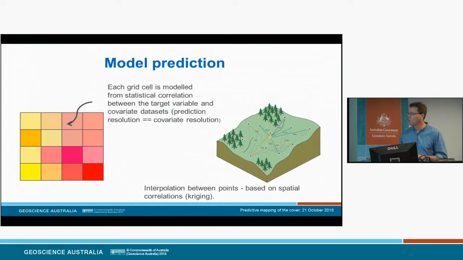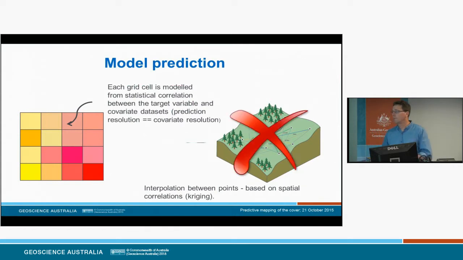Now the important part here is that what we're not doing, we're not interpolating between our points. So if these are drill hole locations with a regolith depth, this is not interpolation. It's actually a model. What we're doing, we're modelling at each of the pixel locations within our predictive grid based on the relationships between the covariate datasets and our target attribute. So it's not interpolation or kriging.